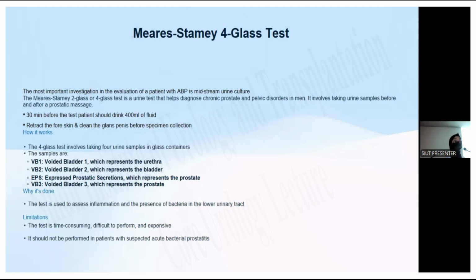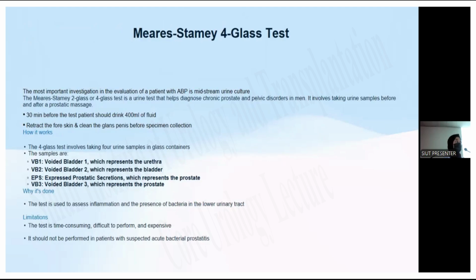The first one is labeled voided bladder 1, and the presence of bacteria in this sample represents infection of the urethra. Voided bladder 2 represents involvement of the bladder, and the EPS, the third sample, is taken after prostatic massage and represents the involvement of the prostate. And voided bladder 3 also represents the prostate. This test is used to assess inflammation and the presence of bacteria in the lower urinary tract.